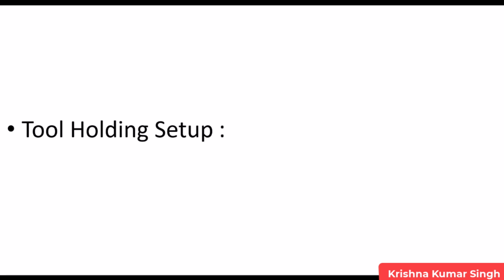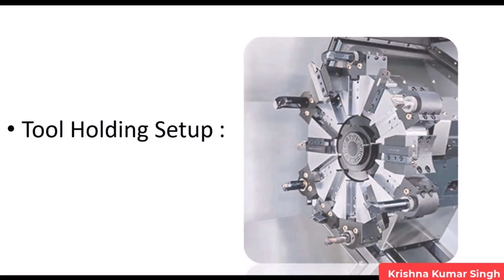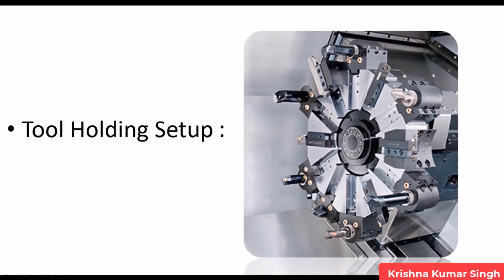Our next setup is the tool holding setup, where all the tools are fitted. With these tools, we're going to cut the material of the workpiece. This is how our whole workspace looks, and we call this setup the turret. So remember the name turret, where all the tools are fitted.